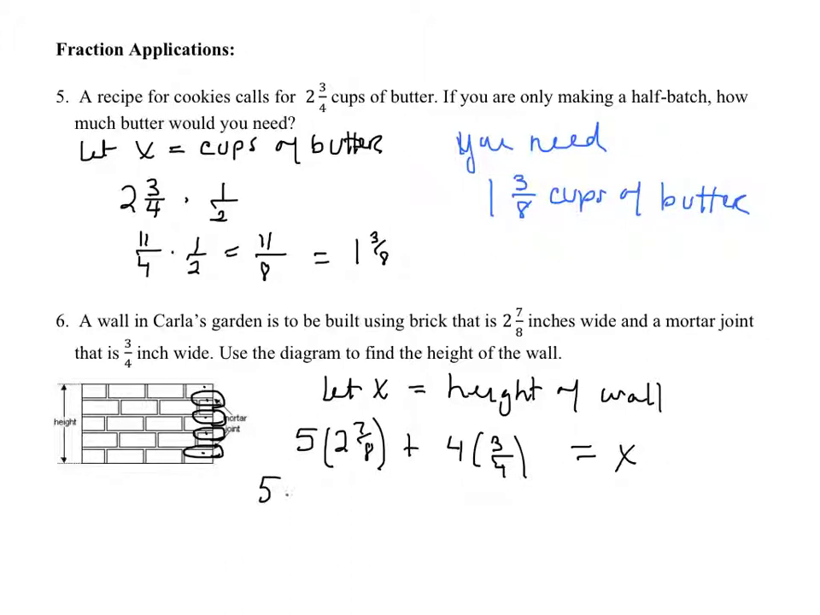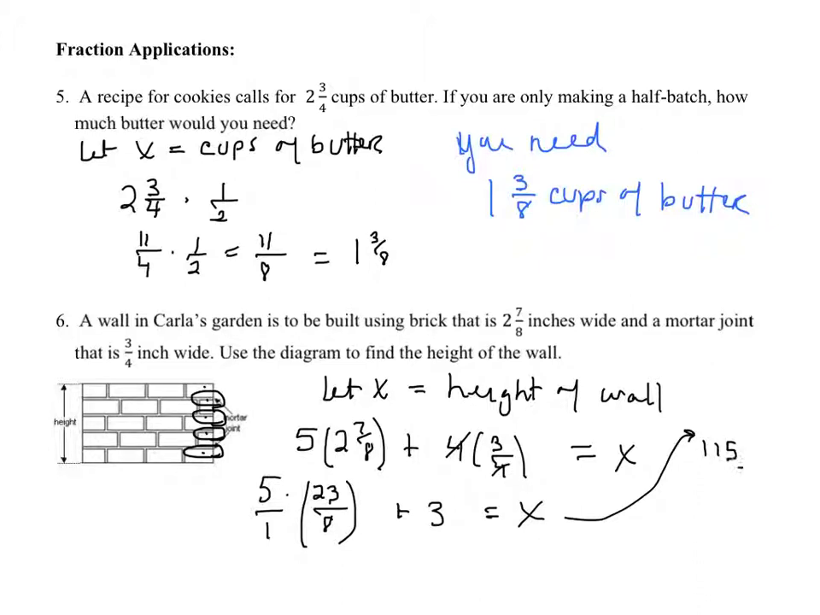So 5 times 2 7/8. We're going to multiply, turn this into an improper fraction. So 16 plus 7 is 23 over 8. And this one's really nice because the 4's divide out and we just get 3. So now we have to do a little bit more work here. 5 times 23 is 115. So I'm going to go over here. 115 over 8 plus 3 is equal to x.